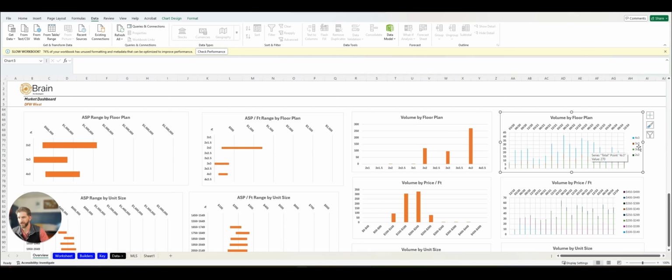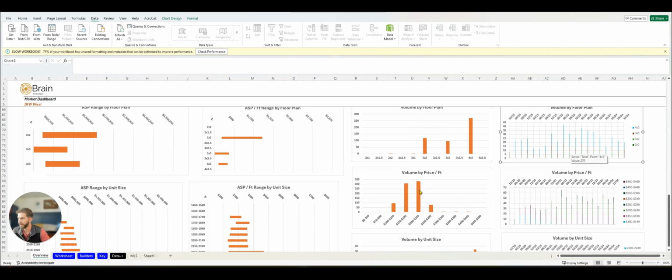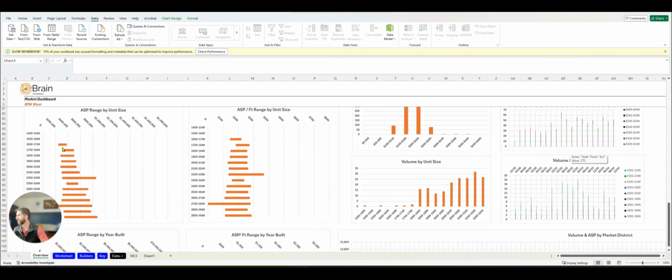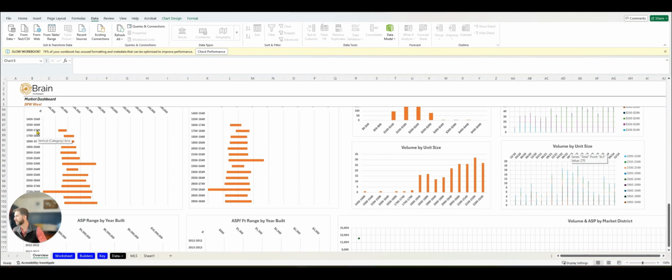We're not getting into half bathrooms here. Data I think is available. We didn't pull it down and drop it in. So that's interesting. Volume by unit size and price range by unit size. I think this is really cool.